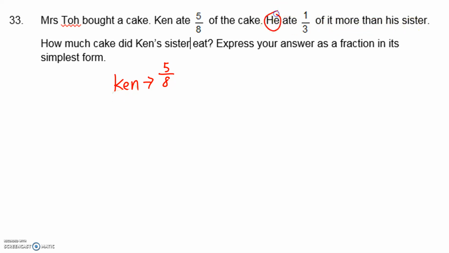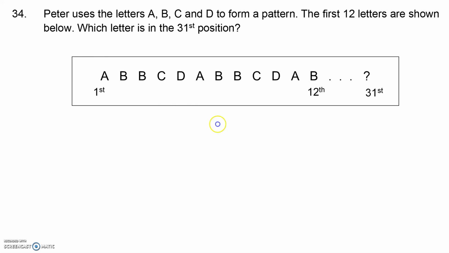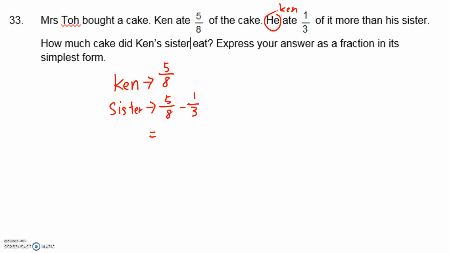Now this "he" refers to Ken. So Ken is eating more, which means that the sister is actually eating less. So from 5/8, we're going to take off 1/3 of it. Now if you know your common multiples of 8 and 3, the lowest common denominator will be 24. So this will be multiplied by 3, which gives 15, and this multiplied by 8 gives 8. 15 minus 8 is 7/24.